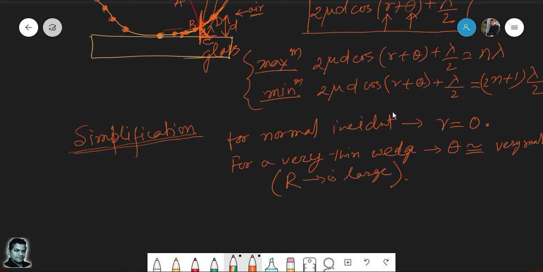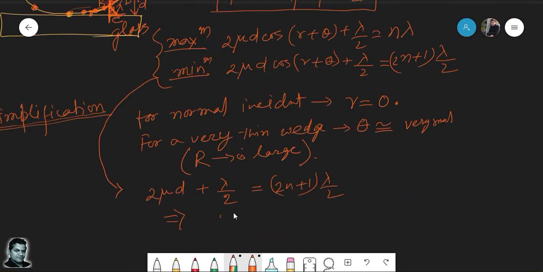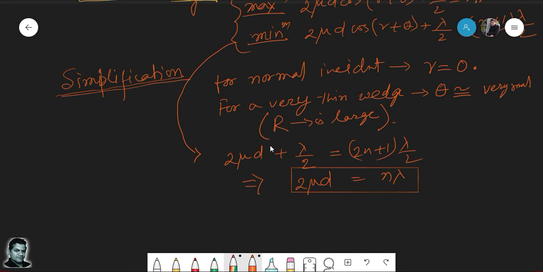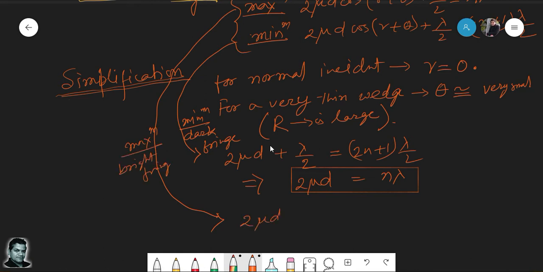So in that case, what would be the minimum condition? That would be 2 mu t. So r is 0, theta is very, very small, so both of them could be very close to 0. So cos of something very close to 0 is 1. So you get 2 mu t plus lambda by 2 is equal to (2n plus 1) lambda by 2. And this implies for destructive interference, you have 2 mu t is equal to n lambda. This is the minimum condition, or dark fringe. Similarly, for the maximum condition, or bright fringe, you get 2 mu t cos(r plus theta), which is again 1, plus lambda by 2 is equal to n lambda.